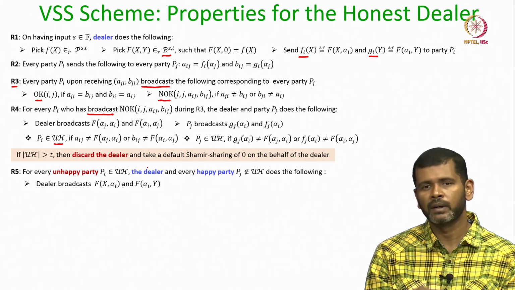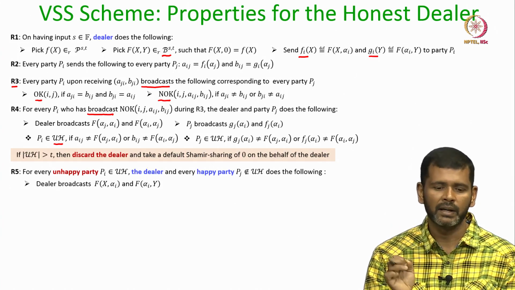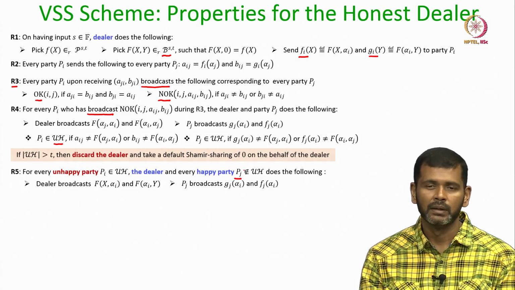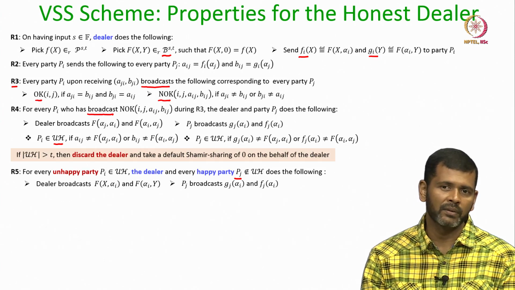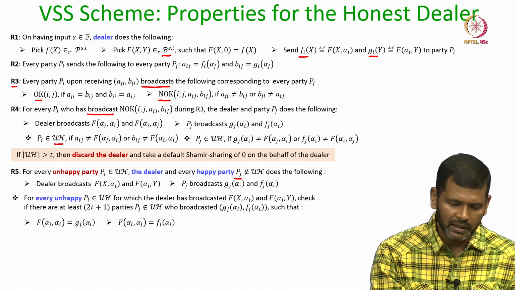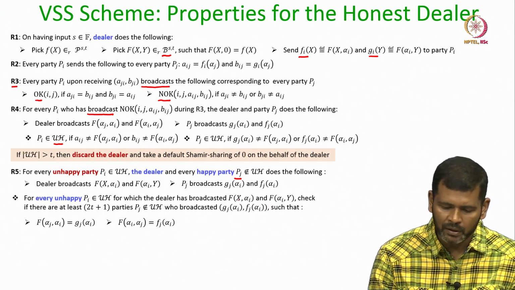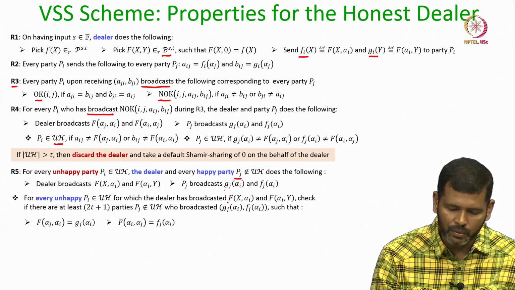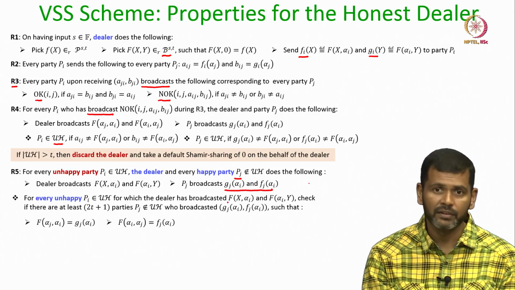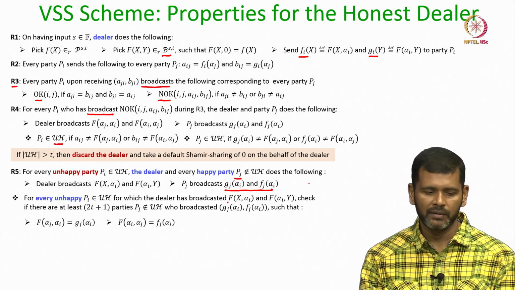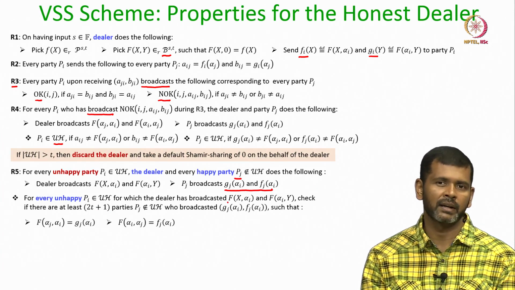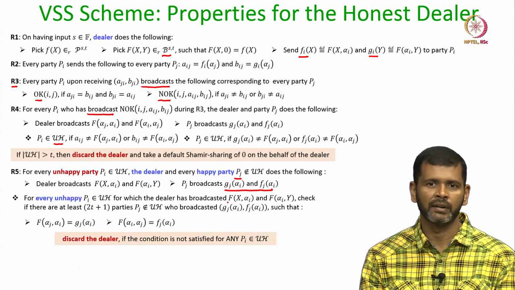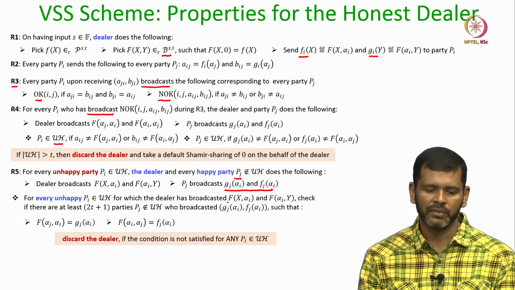But to ensure that even a potentially corrupt dealer makes public the right row and column polynomials, we also ask the happy parties to make public their version of the common points on these row and column polynomials, and then we check whether the dealer's polynomials are pairwise consistent with at least 2t plus 1 points which are made public by the happy parties. If this condition is not satisfied, then again we can show that the dealer is corrupt. So, it is safe to discard the dealer and terminate the sharing phase protocol with some default sharing of 0.